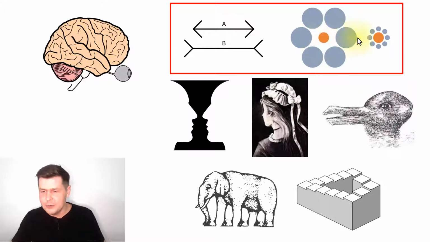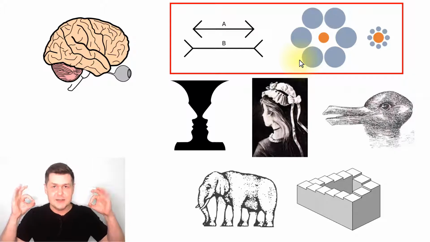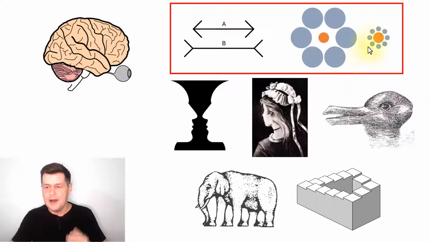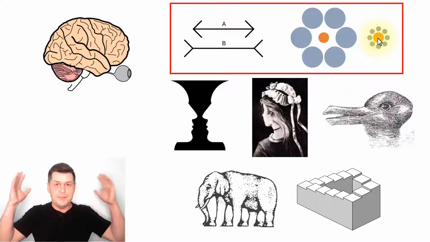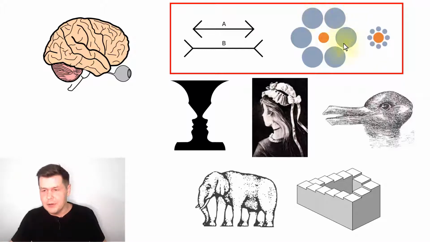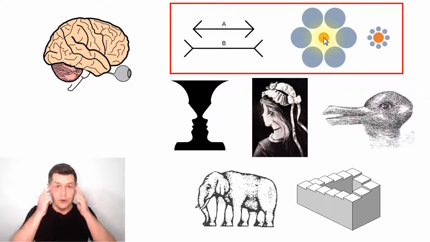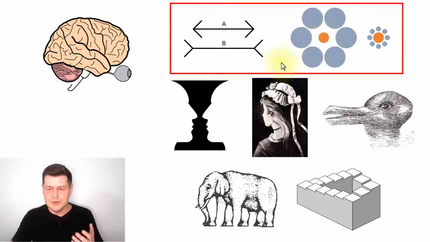And then here we have 2 orange circles, and remember they're both the same size, but these small circles all around the orange circle on the right make that orange circle look bigger, but all these big circles all around this orange circle on the left make that orange circle look smaller to us. That's one kind of optical illusion.